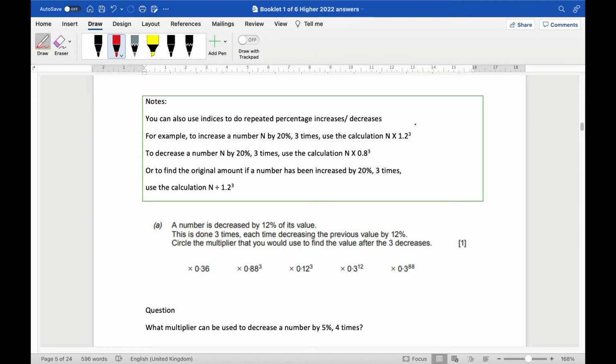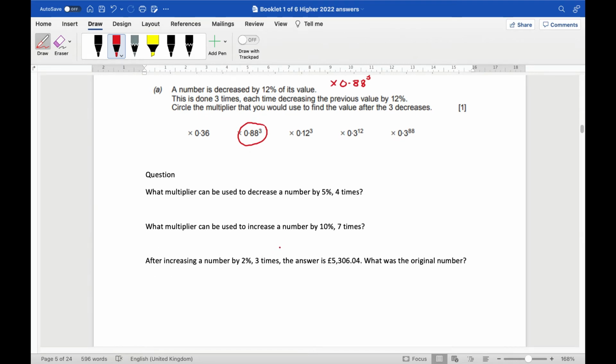Now, I've mentioned these notes here. If you did a repeated increase or a repeated decrease and you were reversing it, then you put what's called a multiplier on it. So if I wanted to decrease a number by 12%, I would times by 0.88. Remember, if I was finding the original, if I was going backwards from the answer, I'd be dividing by that. This is done 3 times, each time decreasing. In other words, that's what I'm looking for. All right, and then it asks you a few questions about that.